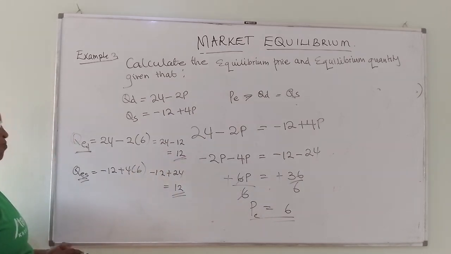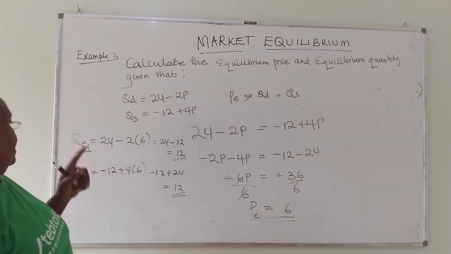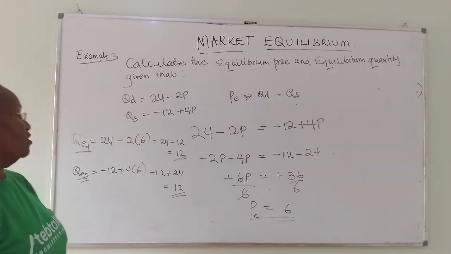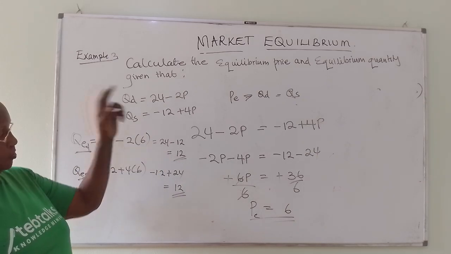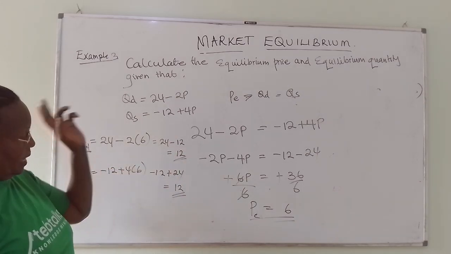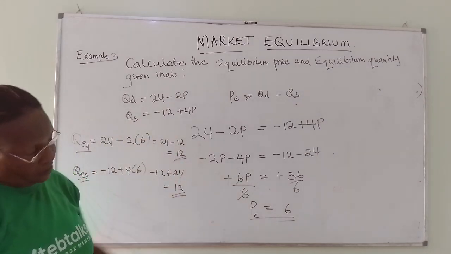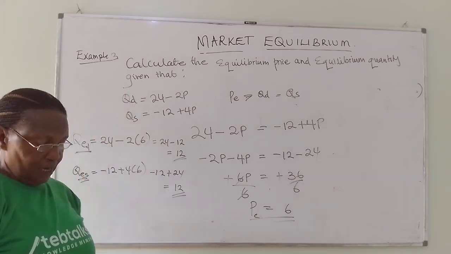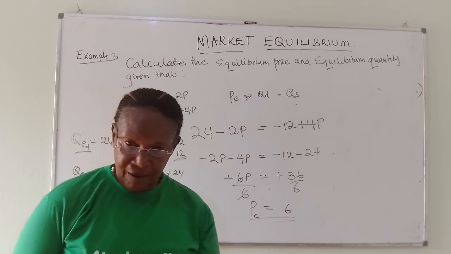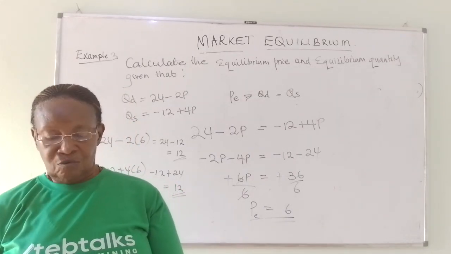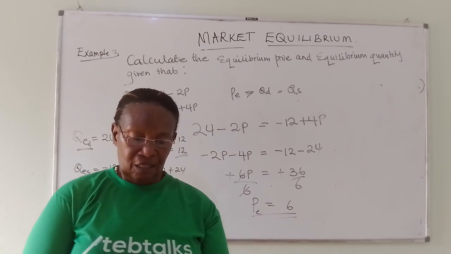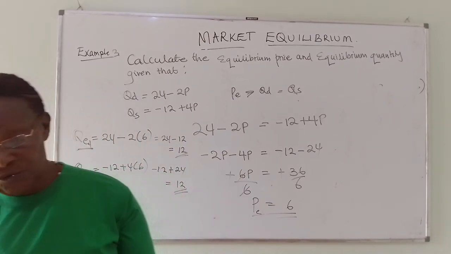Again, they are equal. We find that quantity demanded and quantity supplied are equal at the equilibrium price of 6. 12 units are put on the market and 12 units are taken away from the market at that equilibrium price, hence having equilibrium in our market for that particular product. So you need more calculations in due course, and they will be helping you to understand.